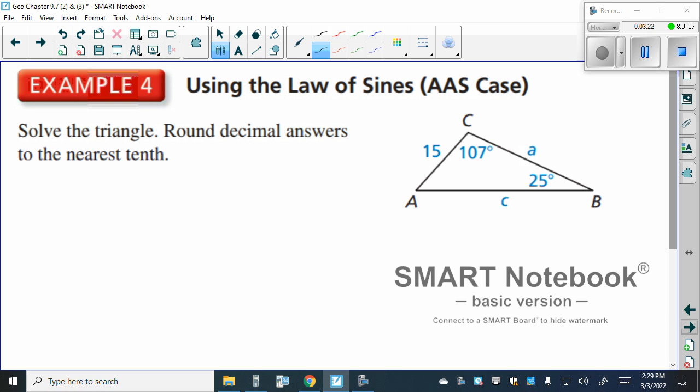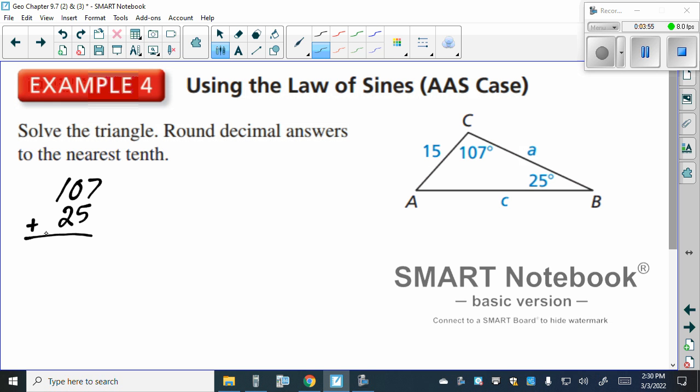Now, these first two that we're looking at, we are given two angles and a side. So we need to find all the missing angles and all the missing sides. Well, here we're only missing one angle. And any three angles in a triangle add up to 180. So to find this missing angle A, we can add the two other angles together. So 107 and 25. Because once we add them together, we can then subtract that from 180 and get it.